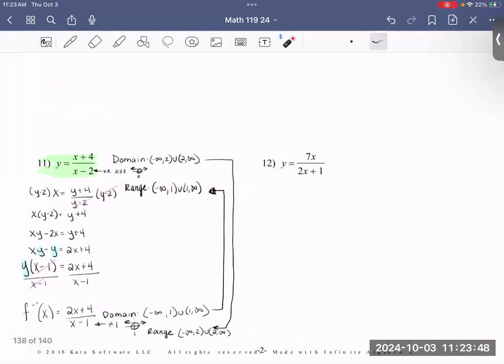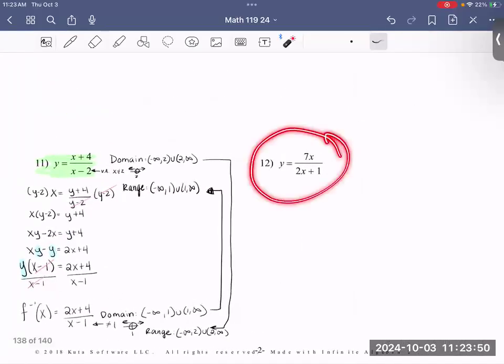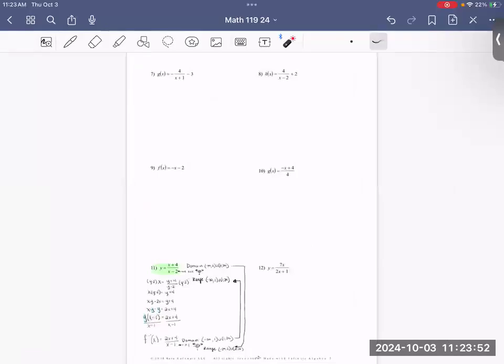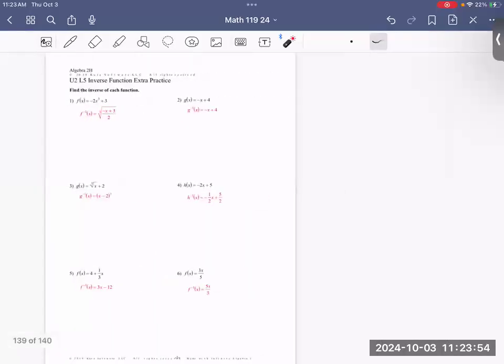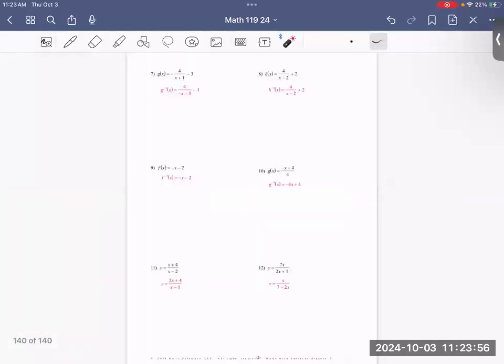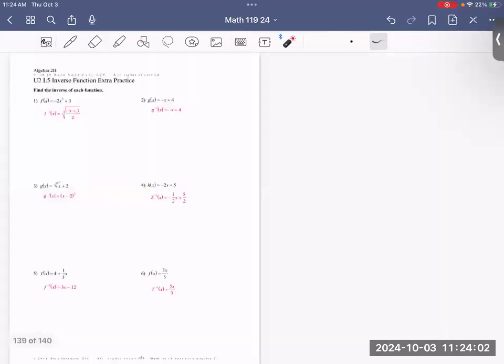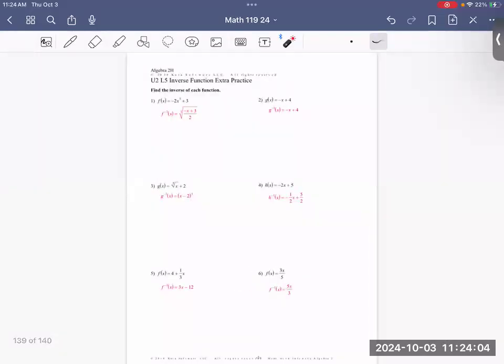Now, a good one to practice after that one is perhaps number 12, and I'll show all of your answers over here. So that's the first page and the second page. So I would pause the video or end this video and then go ahead and watch the inverse function extra practice worksheet.